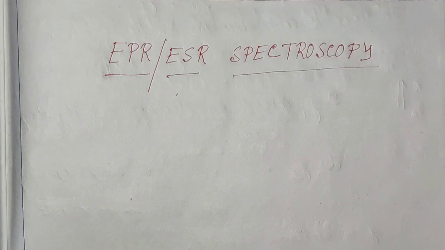Though questions are not asked in each and every successive year in CSIR NET or GATE examination, they may come at an interval of 1 or 2 years in CSIR NET or GATE. And you can see that there are very few videos which describe the questions of previous year CSIR NET or GATE examination on EPR and ESR spectroscopy.